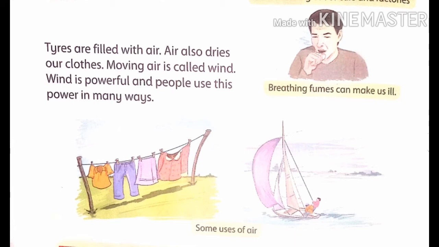There are many uses of air. For example, tires are filled with air, and we use air to dry our clothes. Moving air is called wind, and we use wind power in many ways. For example, we use this power to sail in sailboats. And we also use this power to produce electricity.